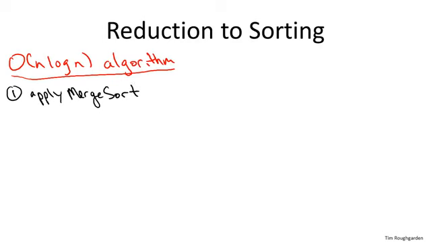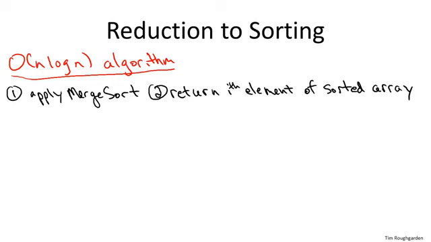Step 1, sort the input array. We have various subroutines to do that. Let's say we pick merge sort. Now, what is it we're trying to do? We're trying to find the ith smallest element of the input array. Well, once we've sorted it, we certainly know where the ith smallest element is. It's in the ith position of the sorted array.